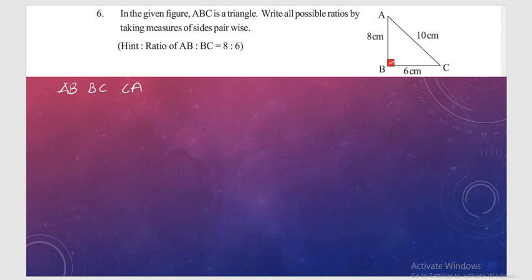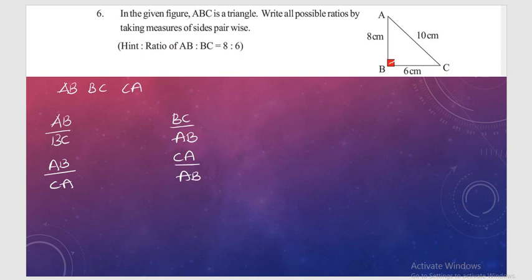Then how many ratios are possible by taking two sides as a pair? So there are 6 possibilities. Either you can take first side by second side, or you can take reciprocal of that, BC by AB. The same way you can take first side by third side, or you can take the reciprocal of that.